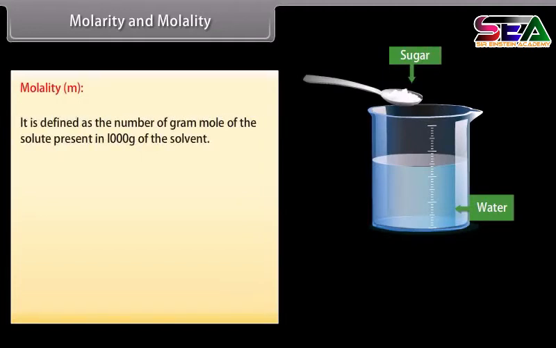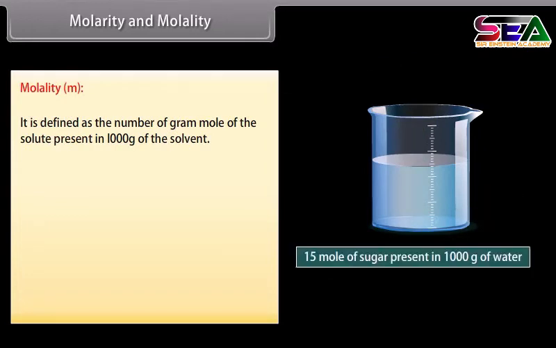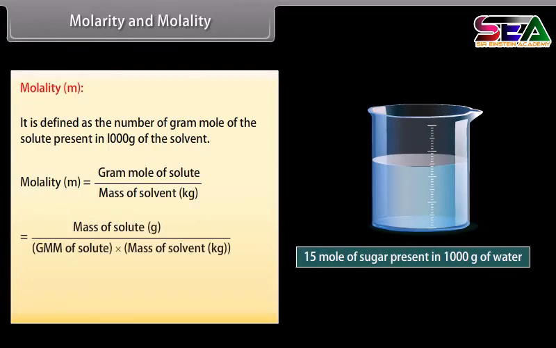Molality. It is defined as the number of gram moles of the solute present in 1000 grams of the solvent. It is represented by small m. Mathematically, molality is represented by small m equals Wb in grams divided by the product of the gram mole mass of B and Wa in kilograms. A solution containing 1 mole of solute per 1000 grams of solvent has molality equal to 1 and is called a molal solution.